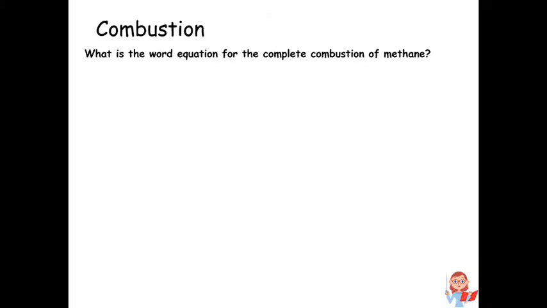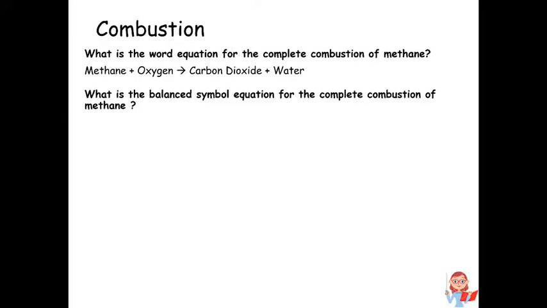So let's have a look at combustion. What is the word equation for the complete combustion of methane? Methane plus oxygen produces carbon dioxide plus water. What is the balanced symbol equation for the complete combustion of methane? CH4 plus 2O2 produces CO2 plus 2H2O.